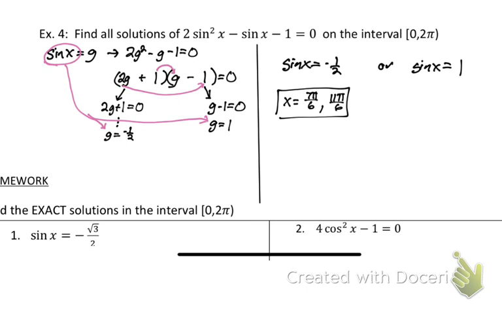Is sine ever equal to 1? Yes. It can never be bigger than 1. This should happen at pi over 2.